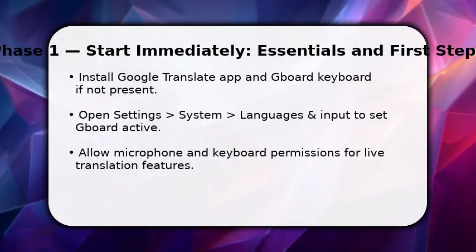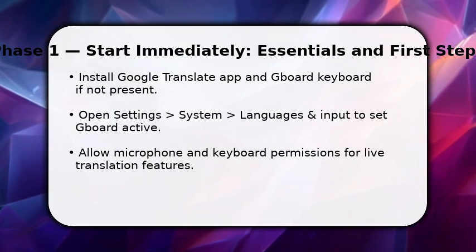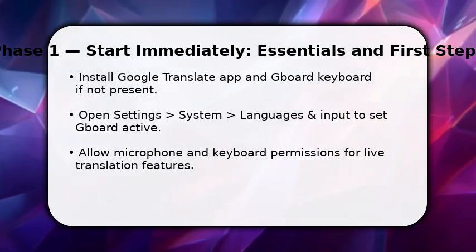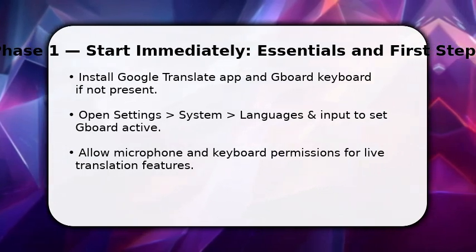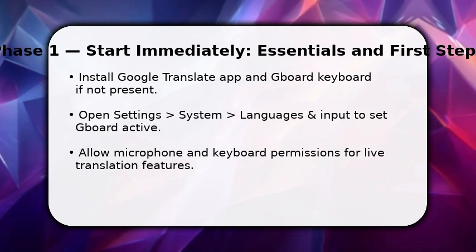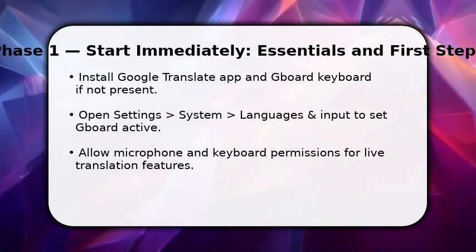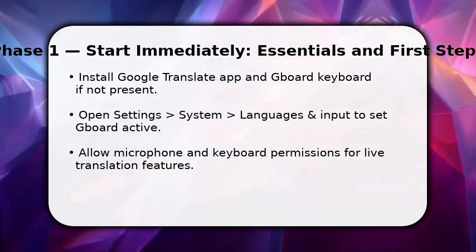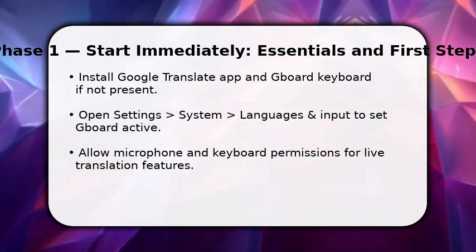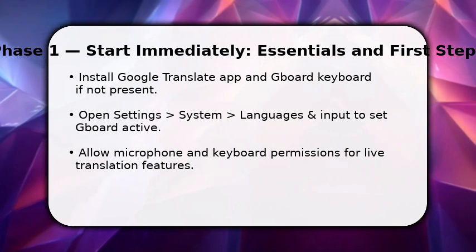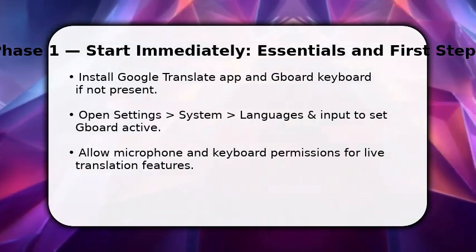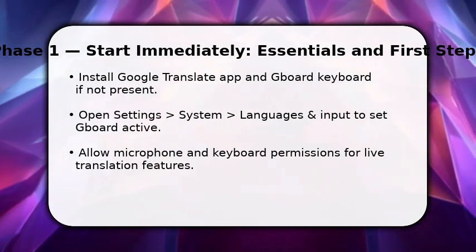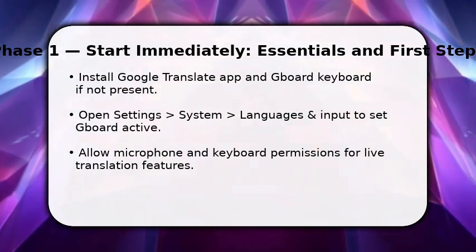You start by making the tools available, install Google Translate and Gboard, and then enable Gboard as your default keyboard. Once done, go to Settings, find Languages and Input, and select Gboard so the system uses it for typing. Make sure to grant keyboard and microphone permissions. This allows real-time voice translation and clipboard access. This step is essential because without Gboard active, the Translate integration won't appear in your keyboard options.